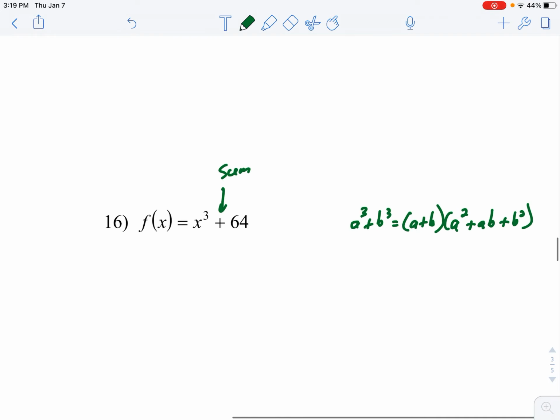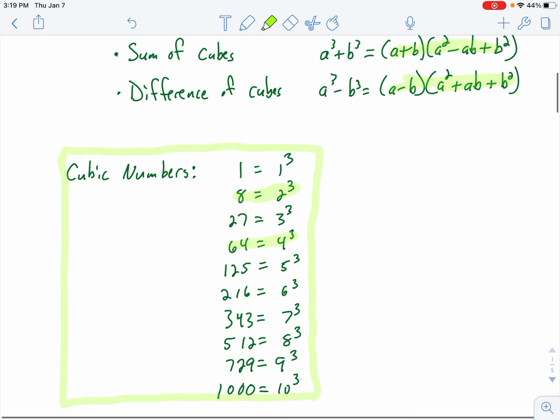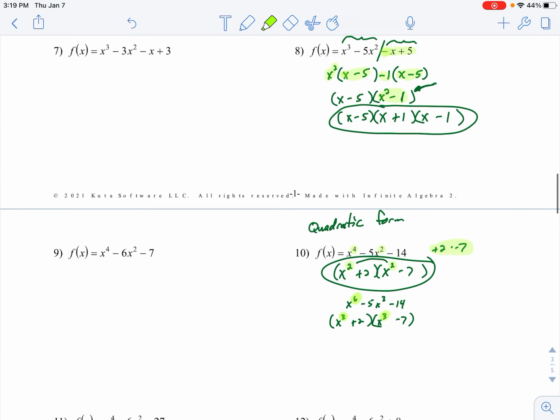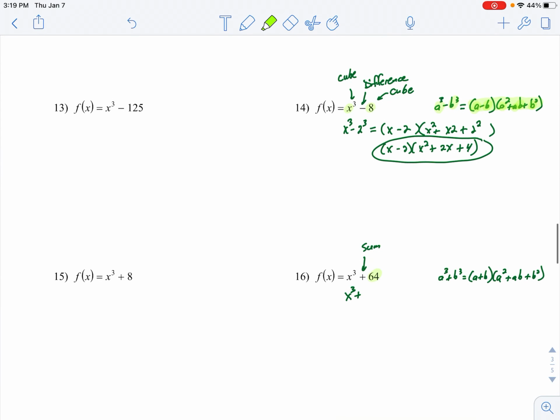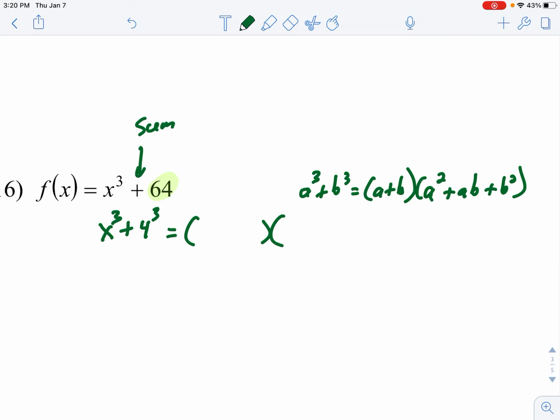So in this problem, a is going to be my x, and b, well, I got to take 64. I got to go check my little chart up here. 64 is 4 to the third power. So I need to make this into 4 to the third power. So when I factor this, I'm going to look at my formula, which, if you look, has some close together parentheses and some far apart parentheses. Oh, gosh darn it. I wrote the formula wrong again. That plus sign there is supposed to be a minus sign. Oh, we'll get there.